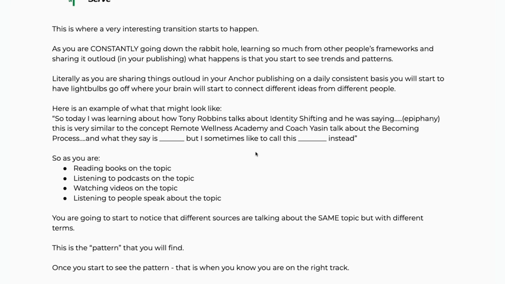So here's an example of what that might actually look like. In your publishing, you're going, hey, today I was learning about how Tony Robbins talks about identity shifting, and he was saying da da da da da, and then you have this light bulb go off, and you're like, you know what? That's actually very similar to another concept that I've learned from Remote Wellness Academy, and Coach Yassine talks about the becoming process, and what Remote Wellness Academy says is da da da da da, right? But what I'm starting to realize is that I would like to call it something else instead. And so naturally, your epiphanies are leading to you starting to have your own voice within these frameworks.